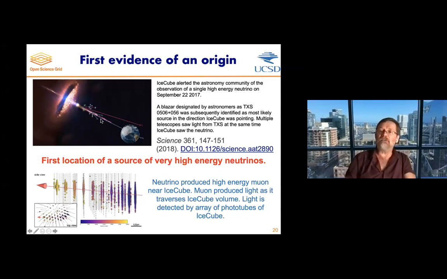object, and that known object had a flare, a temporary outbreak, if you wish, at the time that IceCube saw the neutrino, and that temporary outbreak was observed by satellites and telescopes around the world. Okay. Very interesting. And that's the kind of thing that they do. Okay.